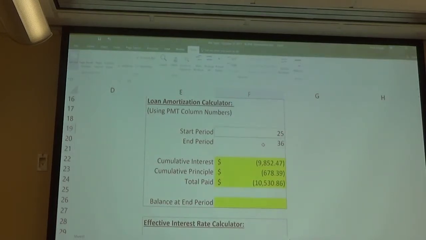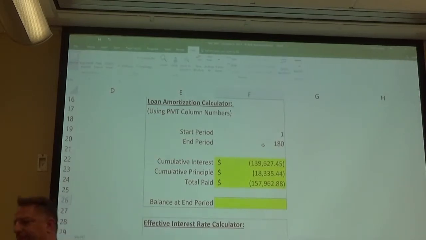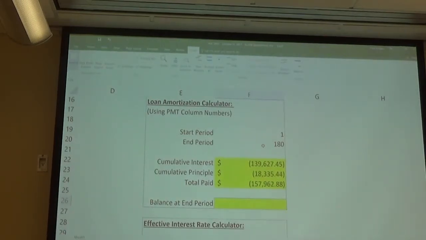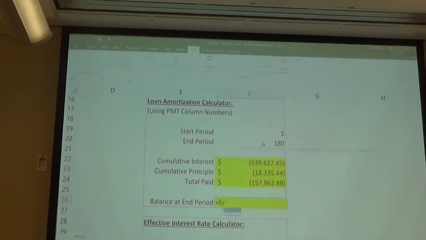Okay, we'll go back and put those back where they were, 1 and 180, so we keep all the numbers right. Balance at the end of the period. Any idea of what we might use for this? 100,000 minus the principal? Present value, future value? Future value, yeah, because it's the end. Equal future value.